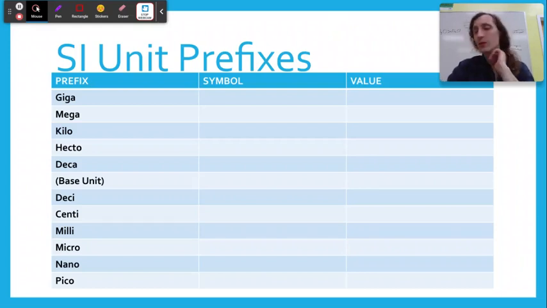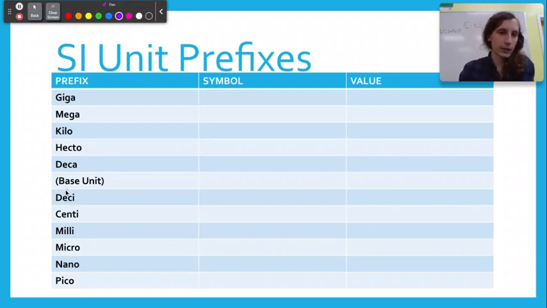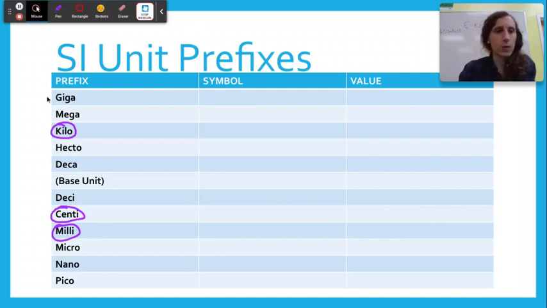To round out today, we are going to add all of these SI unit prefixes. Some of these should be familiar to you, right? Like you've got centi, milli, probably seen kilo a lot. But some of these you might not be familiar with. So I'm going to roll through them one by one. And it's very important that you write the symbol as well as the value. The symbol tells us how to write that unit as a little shorthand, but the value tells us how big this prefix is.